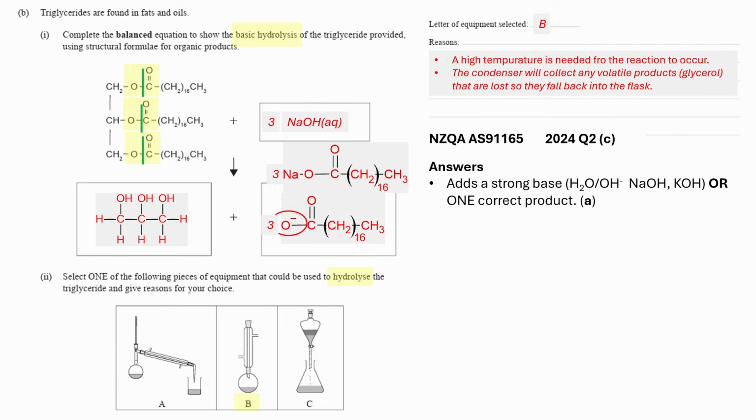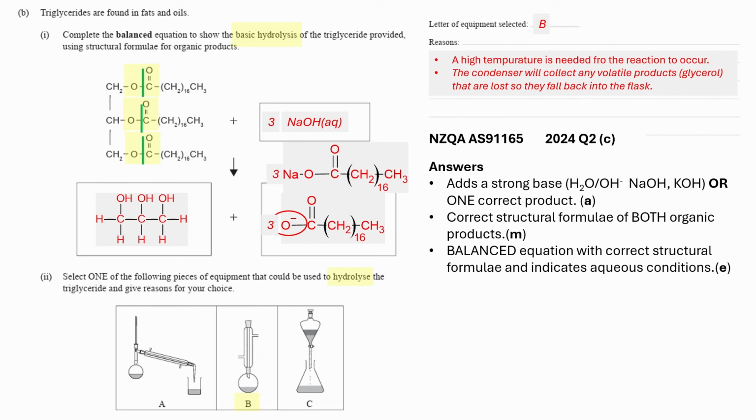Okay, so if you added a strong base here and one of the products was correct, you got an achieved. If you got the correct structural formula for both products, you got a merit. If you balanced the equation, they gave you the E. So that's the balancing the equation part. I bet you a lot of people just missed that highlighted bit there, but don't let it be you. If you select B here, correct. If you said B with 2 valid reasons, they gave you an E.